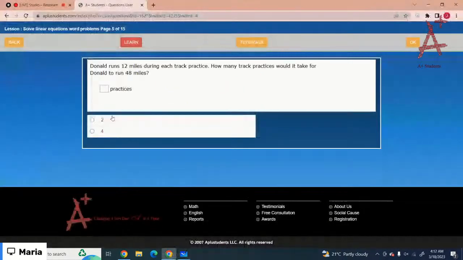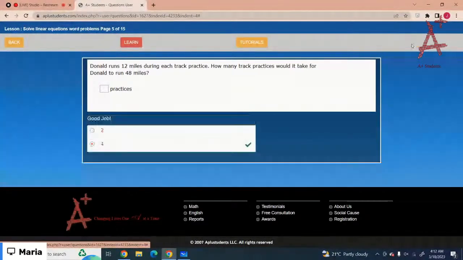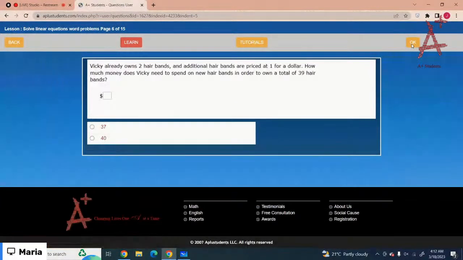Okay, that means for 48 miles, how many tracks do you need? The total tracks are 4 for 48 miles. Got it? Okay, you can complete the test by yourself later today. Let me just move on to the next lesson.